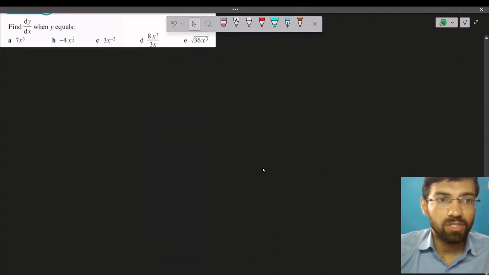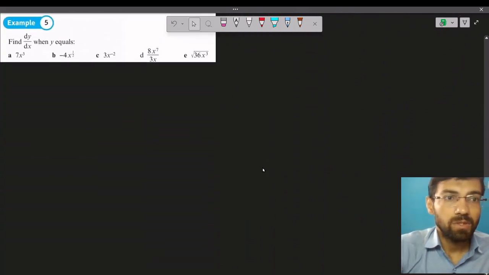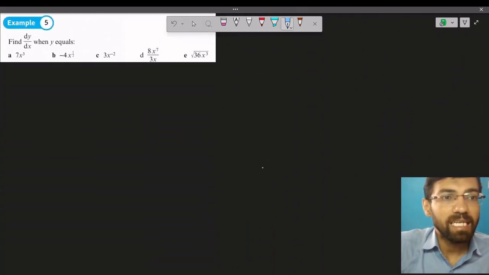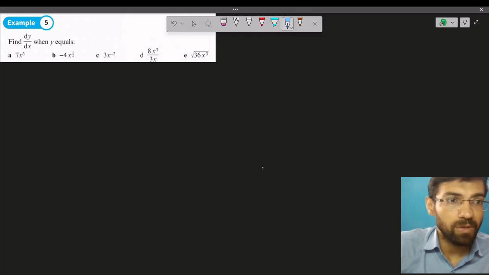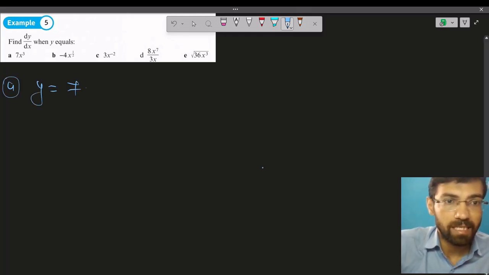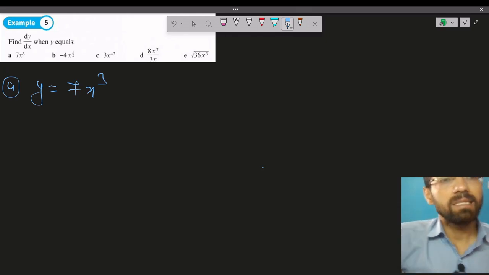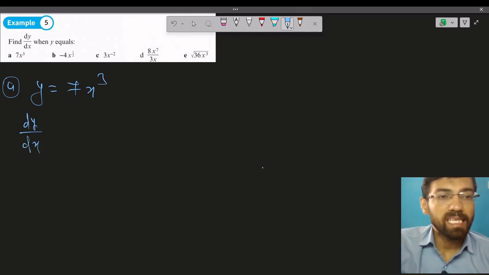Let us take questions based on it. This time they ask to find dy by dx when y equals the given expressions. If I write part A, y equals 7x cube. Let us differentiate both the sides. Differentiation of y is dy by dx.